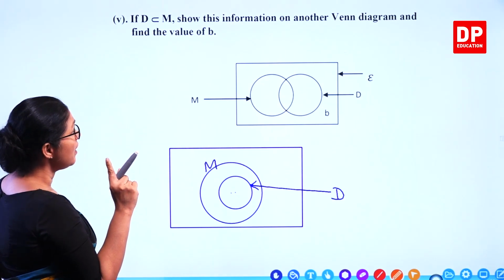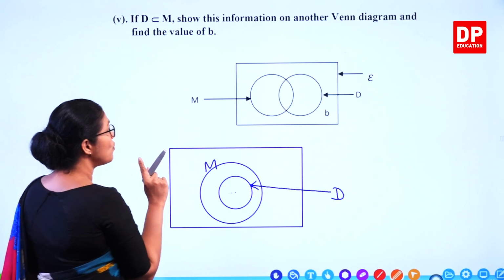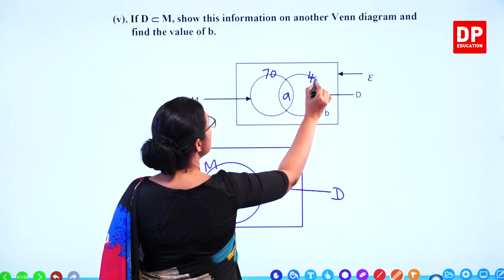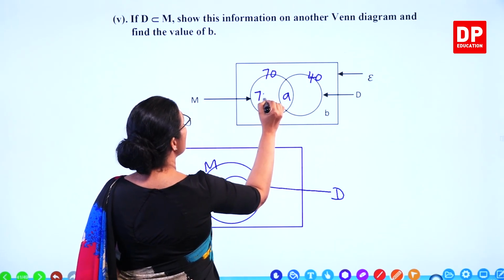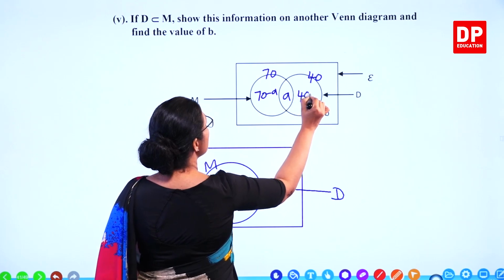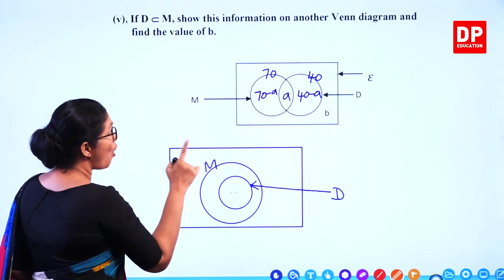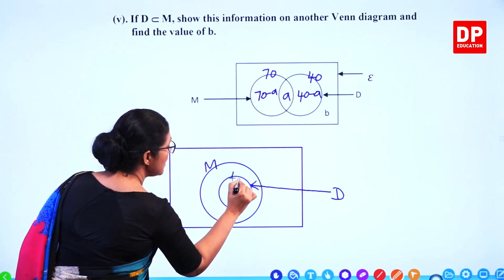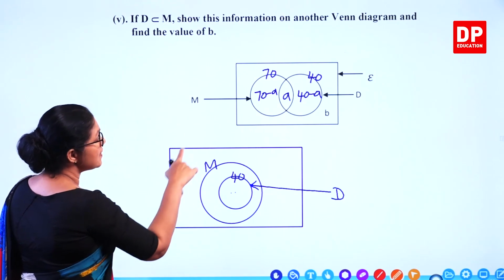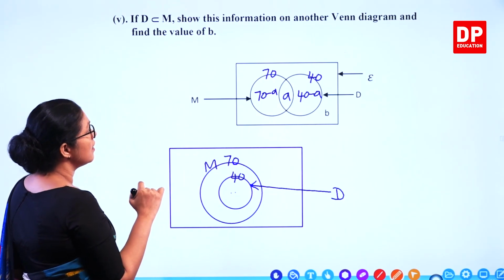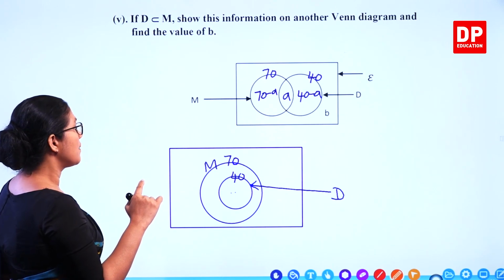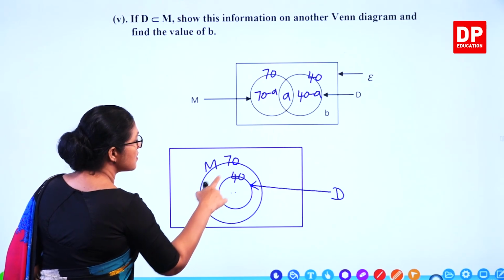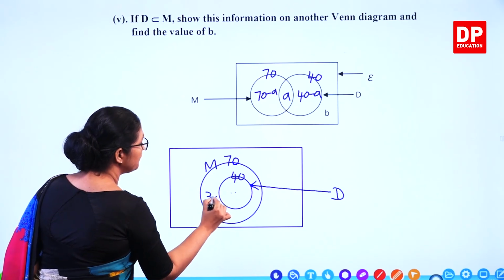Now we want to fill the values. Now we found out A is here. This is 70, 40, 70 minus A, 40 minus A there. 40 is the number of students studying dancing. So this is 40. M means 70, those who are studying music. So this is 40, this is 70. What is this part? 70 minus 40, that's 30 here.